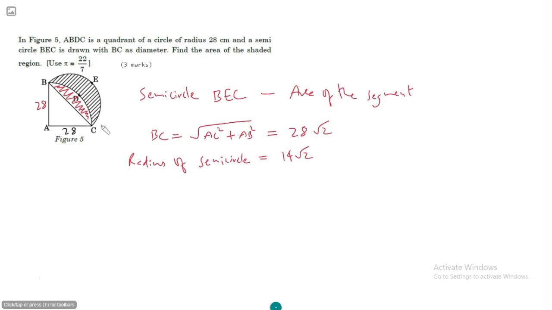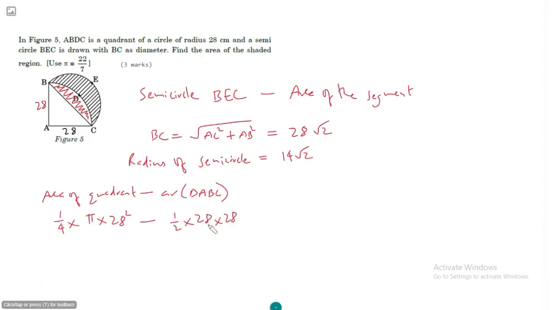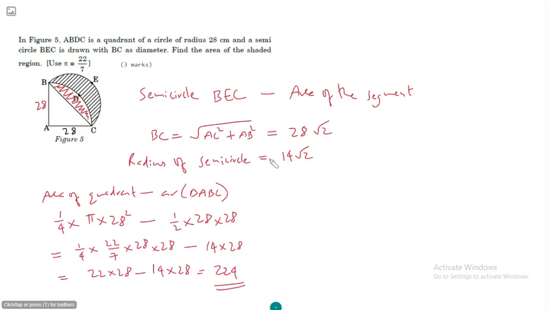The area of the segment, this shaded segment here, is going to be area of the quadrant minus area of triangle ABC, right? What's the area of the quadrant? It's a quadrant, so it's 1/4 pi r square. R is 28 minus area of the triangle is half bh, so half 28 into 28, right? Now if you do this calculation, you will get 224. So this 224 is going to be the area of the segment, the shaded segment.